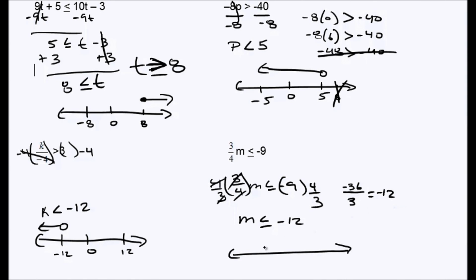When I graph that, I get 0 in the middle, negative 12 on the left, 12 on the right. It includes negative 12, so it's a closed dot. That's going to disappear in a little bit. Let me do it again. Okay, so it's a closed dot, and it's everything that's less than or equal to negative 12, so it goes this way.